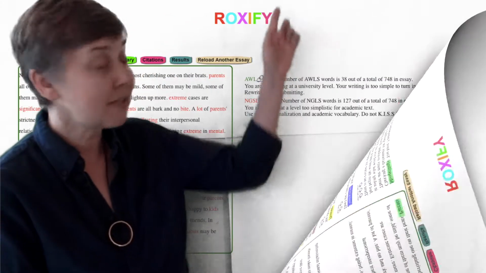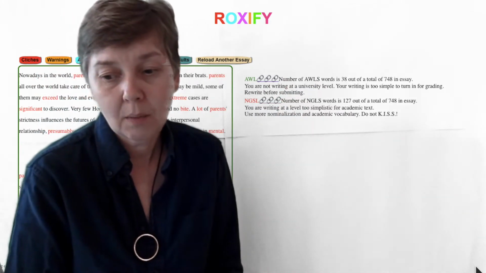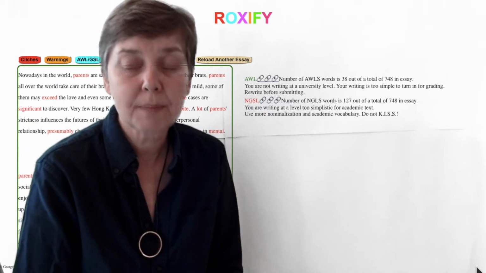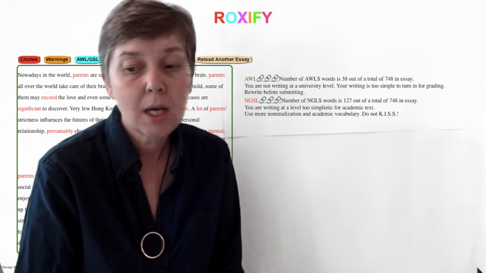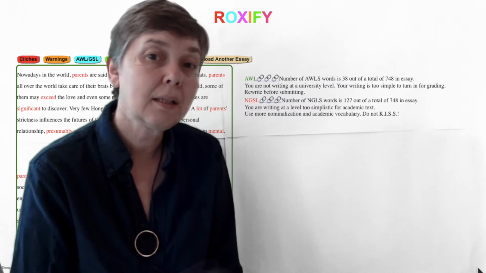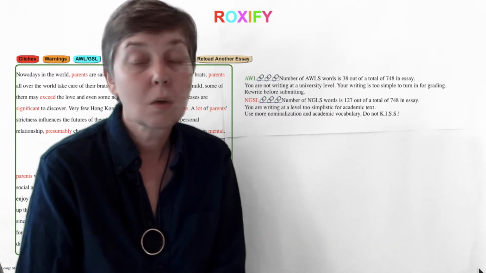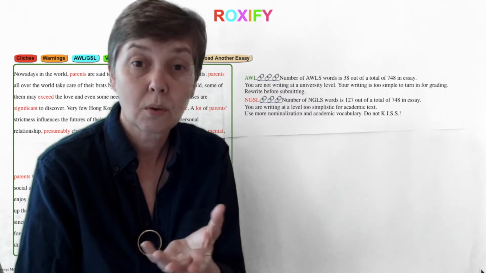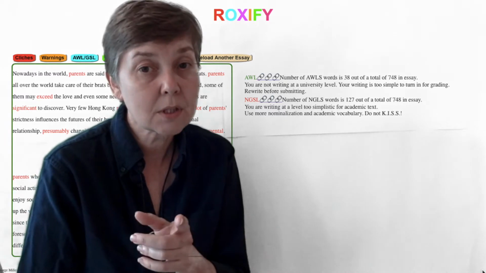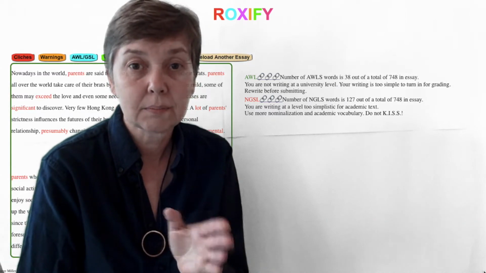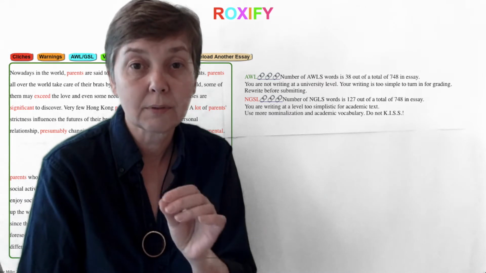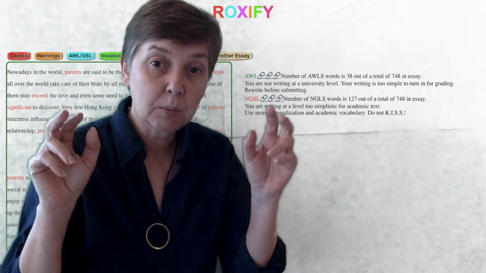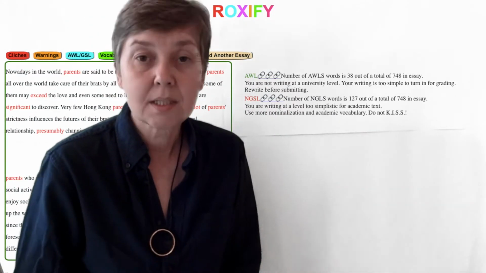Okay, the next tab we have is AWL and GSL, and NGSL. What we are looking at here is the percentage of your paper that uses academic vocabulary. You want to make sure you're writing at a level appropriate for your age. So if you're a secondary school student using this, you want to be writing at a secondary level. If you're a university student, you don't want to be writing at that level. You want to make sure you're using university level writing. So you want to use academic vocabulary. These are big words in some sense.